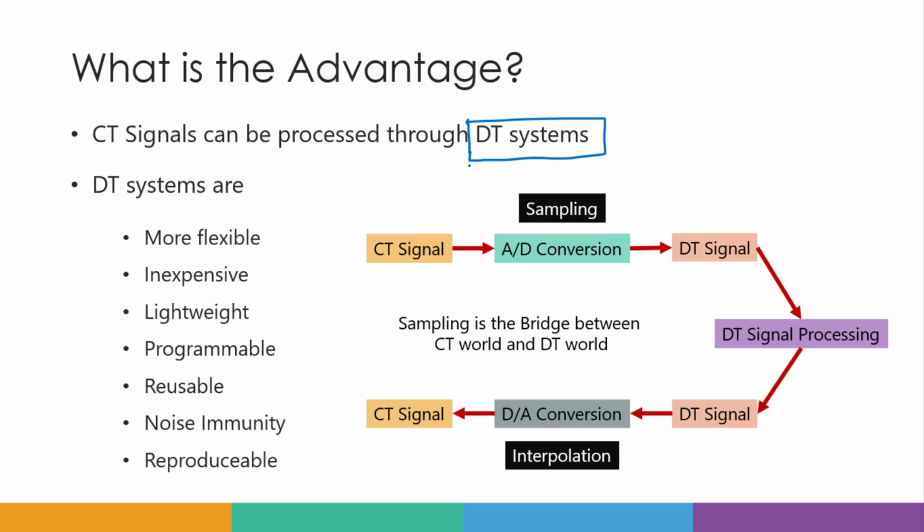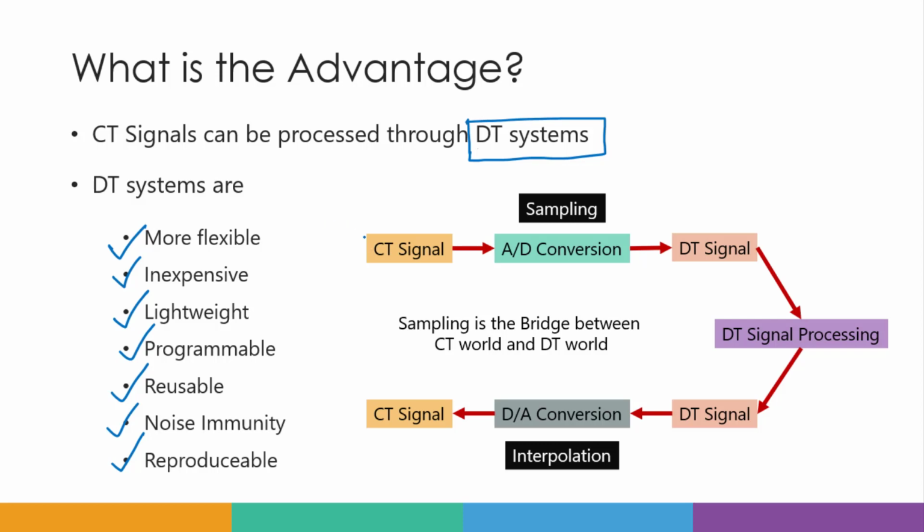In discrete time system, we have some advantages like more flexibility, it is inexpensive to implement, it is lightweight, it is programmable, it is reusable, it has more noise immunity compared to the continuous time system, and it is reproducible compared to the continuous time system. So these advantages of DT system make it a better idea to convert our CT signal into DT signal and then process using the DT system. So that is a basic idea here, right?